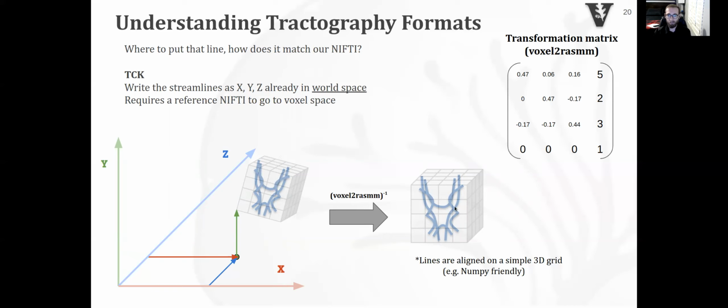And you want to go to grid space. Well, what you're going to do is invert your voxel to RASMM and transform it into RASMM to voxel. And you're going to go from your wall space to your voxel space. So this transformation is technically very simple, but understanding the concept is a bit more complex.